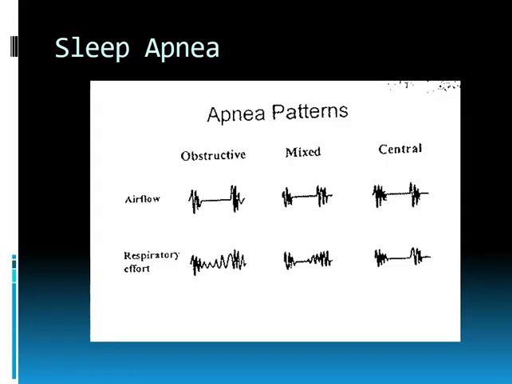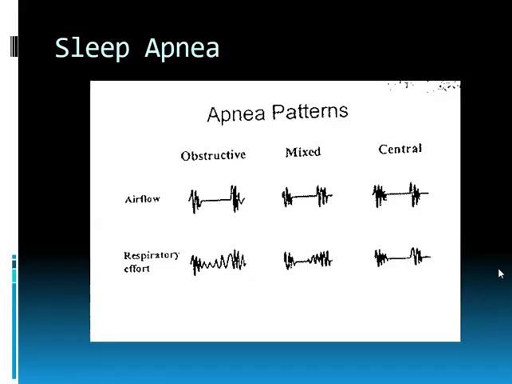So obstructive is where you have continued effort, there's a continued drive to breathe, and oftentimes we do see the effort might be a little dampened in the beginning, and then as the hypoxemia increases and the CO2 rises as well, the effort to breathe raises as well. The person's really struggling to breathe, and it increases till they ultimately wake themselves up and the airway opens back up. A central apnea is where there's no drive to breathe, so you have a complete flat line here.